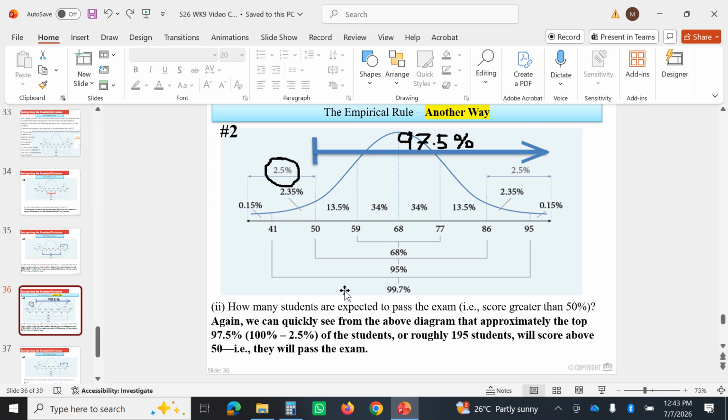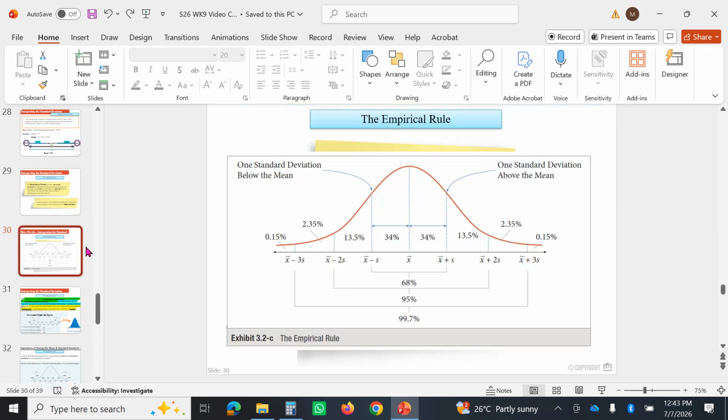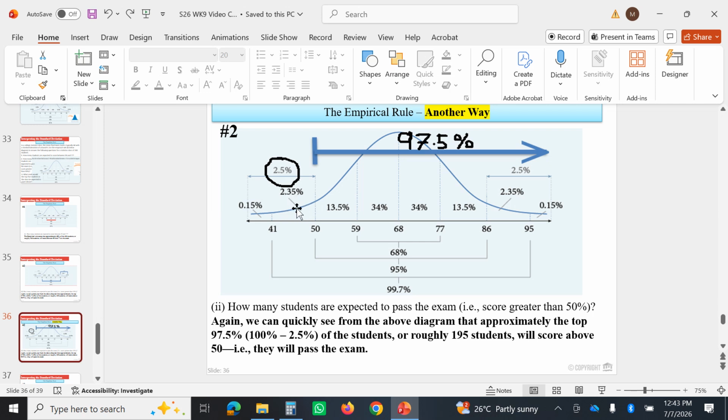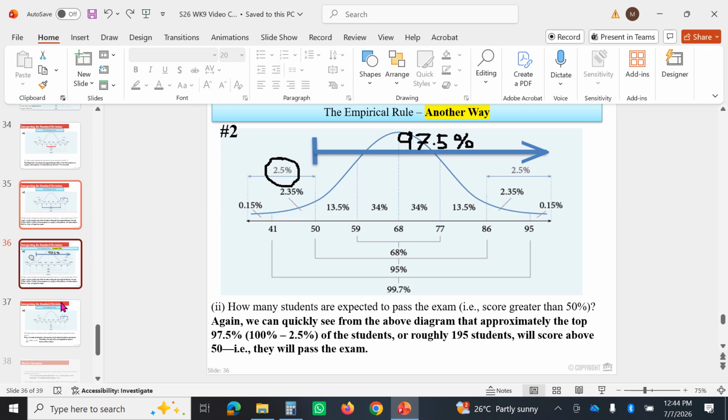As well, you could look at it like this, right? You look at the opposite, and this stretch of the graph corresponds to this stretch right here. That's 2.5%, right? Subtract that from 100. 100 minus 2.5 is 97.5. Different ways to do this. However you want to do it, just get the right answer. Okay, so that's just another way to do question number 2.